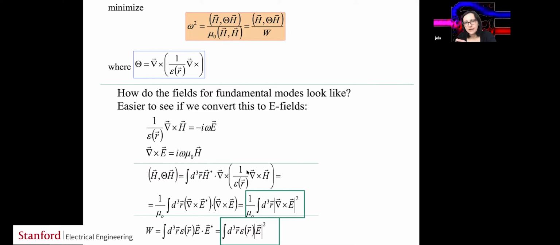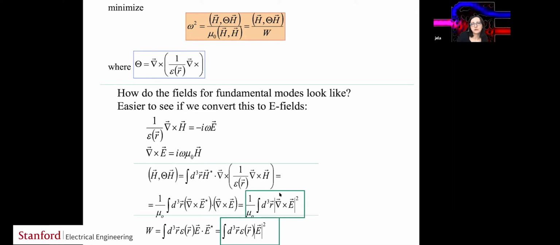So 1 over epsilon curl of h is proportional to the electric field times some frequency, and then the curl of that is also proportional to h, right? So this h here we can express as curl of E, and this whole thing here we can express as curl of E as well, okay? So we will have curl of E twice with complex conjugate, or basically the magnitude squared of curl of E, right?